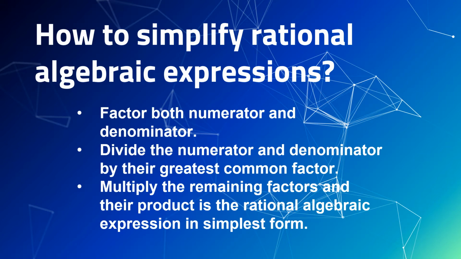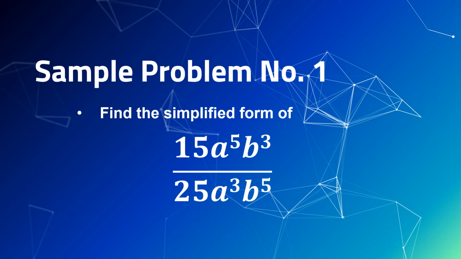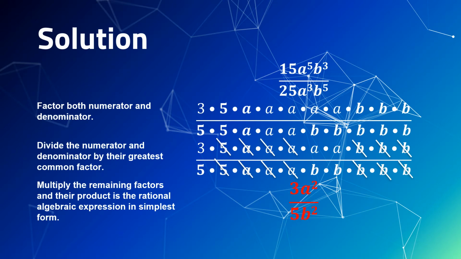To understand these steps, we have to review the following examples. Okay, so let's have sample problem number 1. Find the simplified form of 15a raised to 5 b raised to 3 over 25a cubed b raised to 5. So here is the solution. The given is 15a raised to 5 b raised to 3 all over 25a cubed b raised to 5. The first step is to factor both the numerator and denominator.